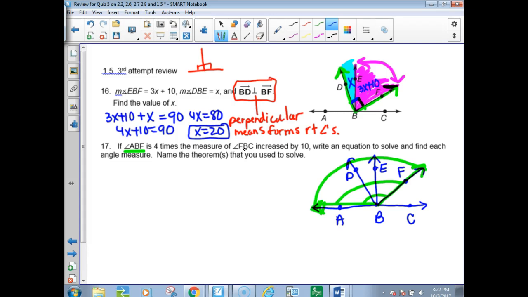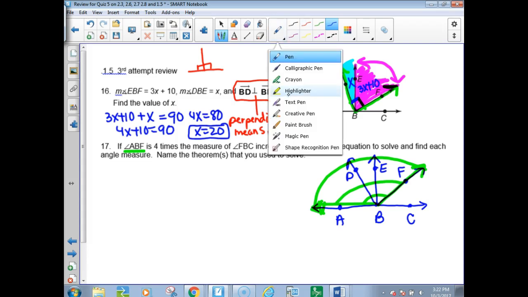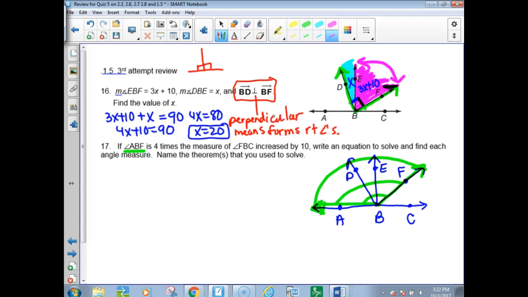Well, let's see where this one is. Okay, so I'm going to highlight it. FBC is over here. Put together, what do we got? That's this angle. Okay, that's just that whole opening there.